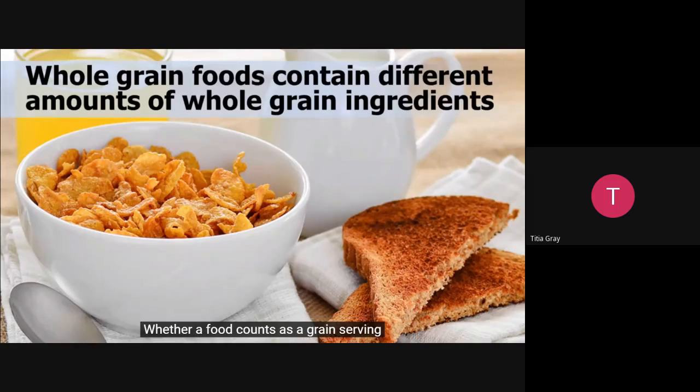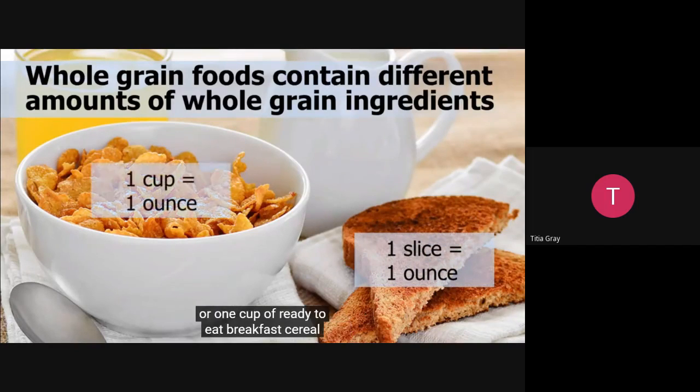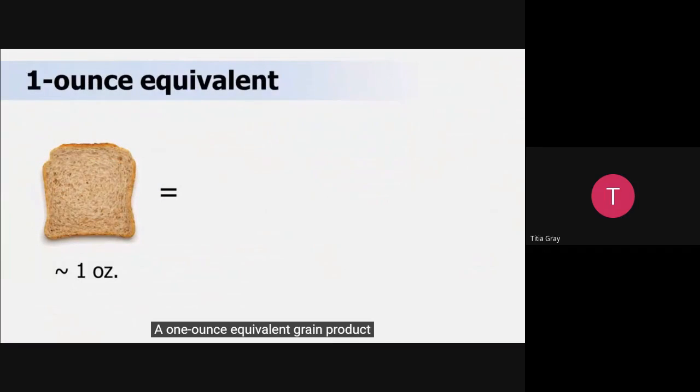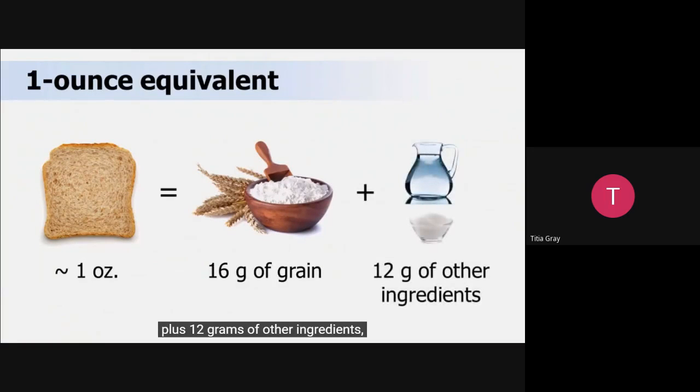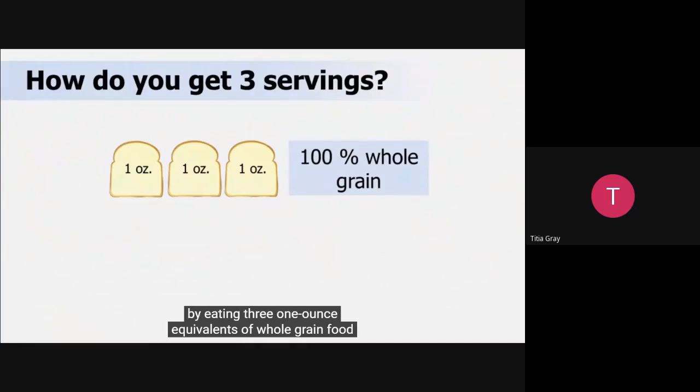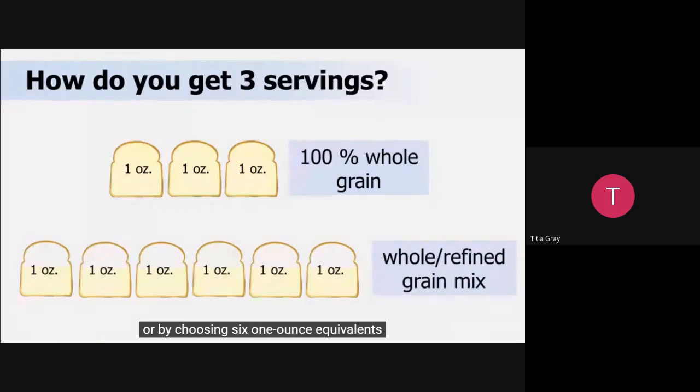Whether a food counts as a grain serving can usually be determined by using 1 ounce equivalents. For example, a slice of bread or 1 cup of ready-to-eat breakfast cereal usually weighs an ounce. A 1 ounce equivalent grain product will contain at least 16 grams of a grain, plus 12 grams of other ingredients such as the water and sugar in bread. So you might get 3 servings of whole grain by eating 3 1 ounce equivalents of whole grain food labeled as 100% whole grain, or by choosing 6 1 ounce equivalents made with a mix of whole and refined grains.